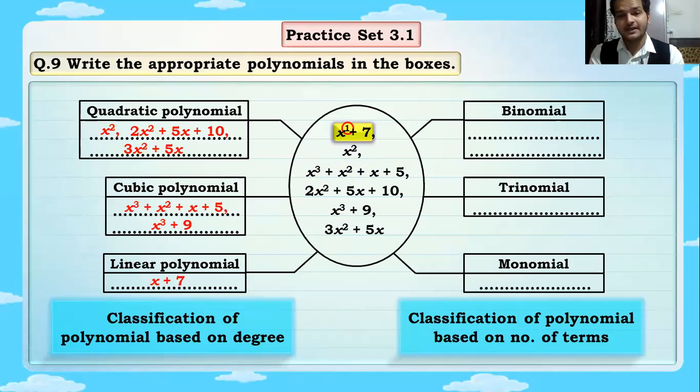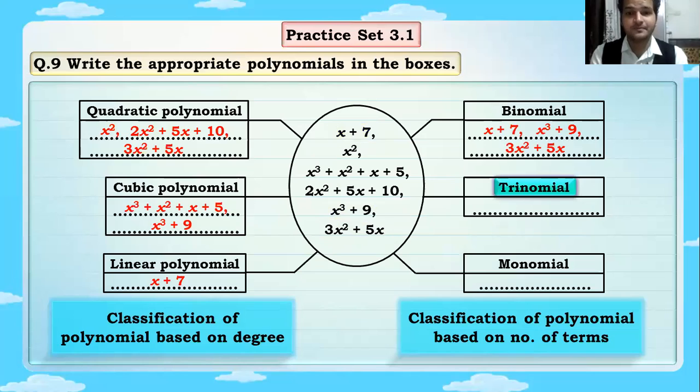Now we will bifurcate based on number of terms. What do you mean by binomial? It should have two terms. So how many polynomials have two terms? Only two. x plus 7, x cube plus 9. Oh, the last one also. Yes, correct. Very good Mitali, Naresh, Nupur, fantastic. Ram, what a response. Superb answers.